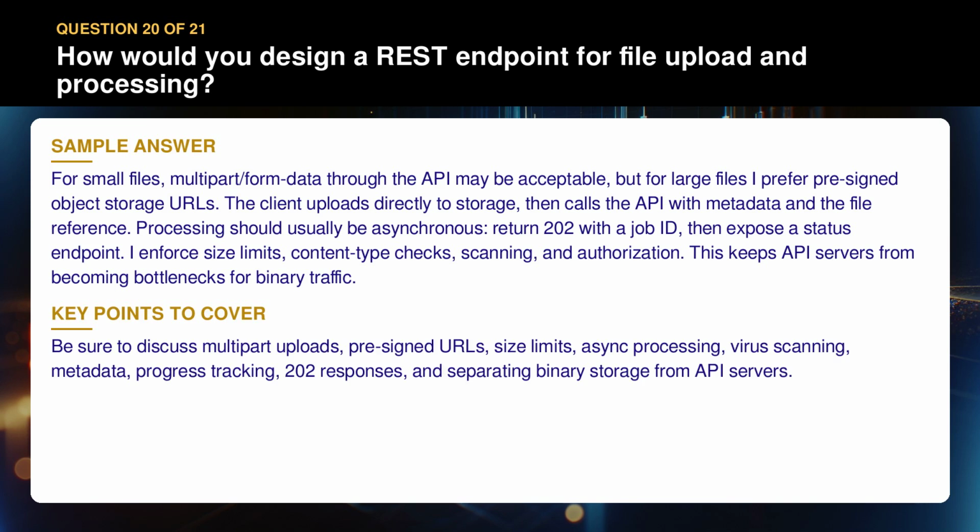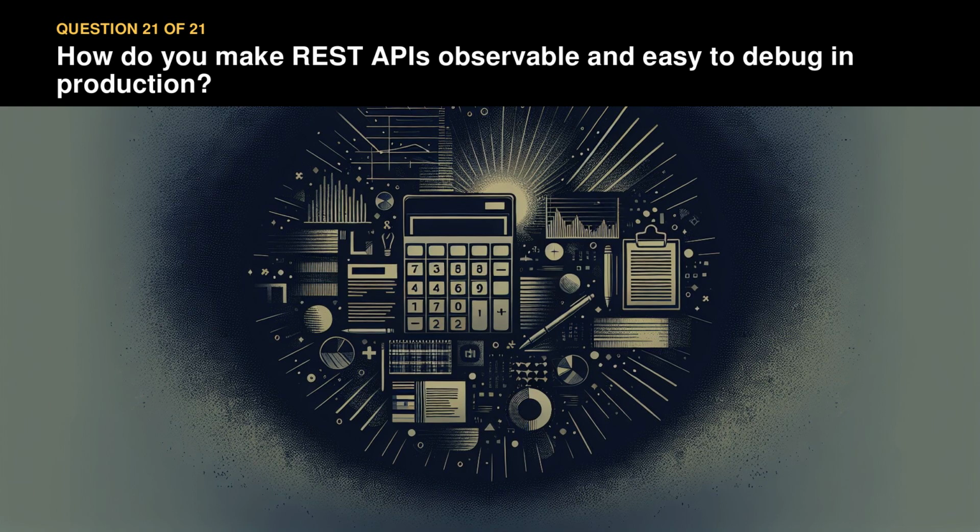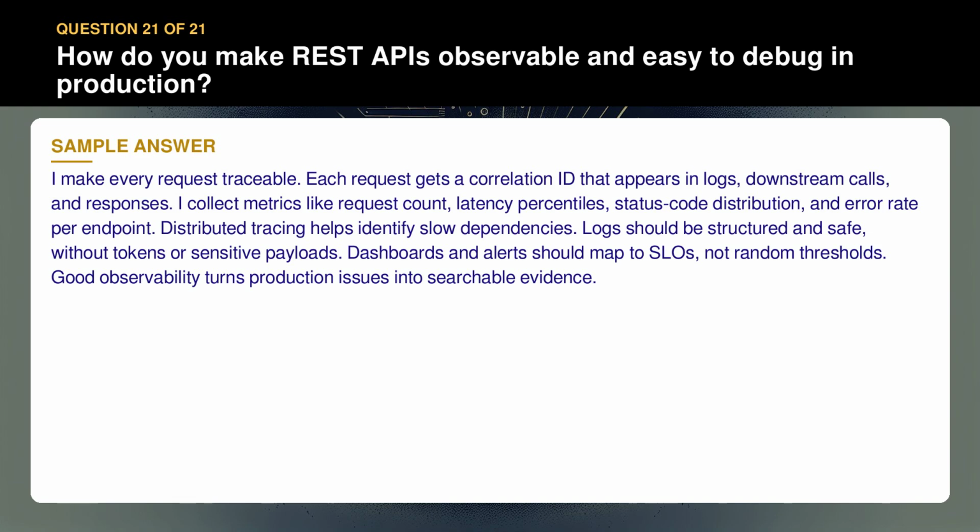Be sure to discuss multipart uploads, pre-signed URLs, size limits, async processing, virus scanning, metadata, progress tracking, 202 responses, and separating binary storage from API servers. Question 21. How do you make REST APIs observable and easy to debug in production? I make every request traceable. Each request gets a correlation ID that appears in logs, downstream calls, and responses.